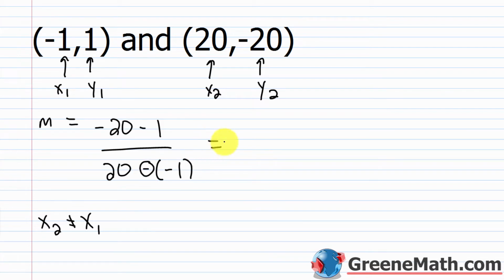So then all I need to do now is just simplify. I have -20 minus 1, which is -21. And this is over 20 minus a -1, which is the same thing as 20 plus 1, which is 21.